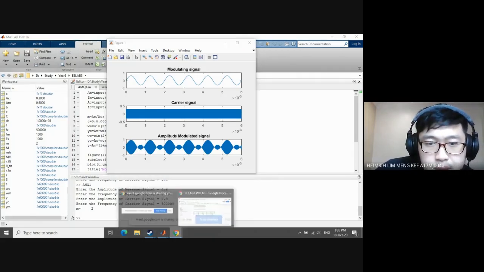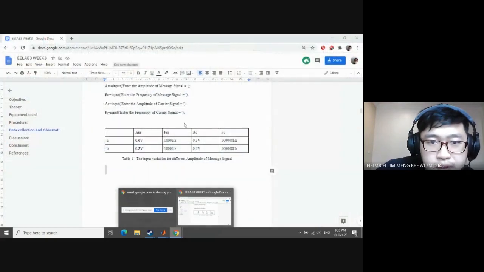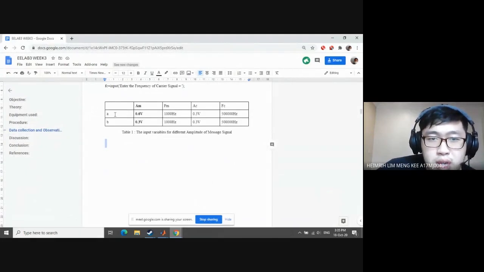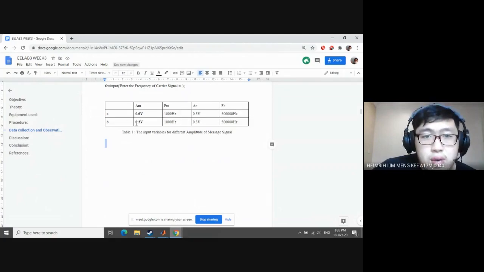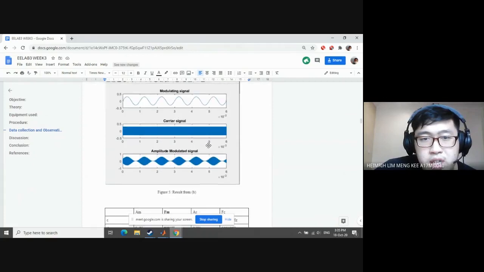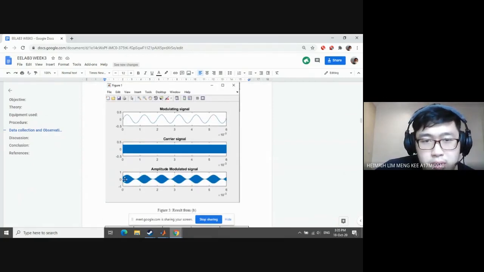Okay, next I would like to talk about the next case, because keying in will be very long. Just now the input that I put is according to this: 0.6, 1000, 0.3, and 500,000. Next, if we change the amplitude of the message signal to 0.3, we can see that the modulation index equals 1, and then it is a full modulation, so there won't be any over modulation here at the bottom half of the waveform.